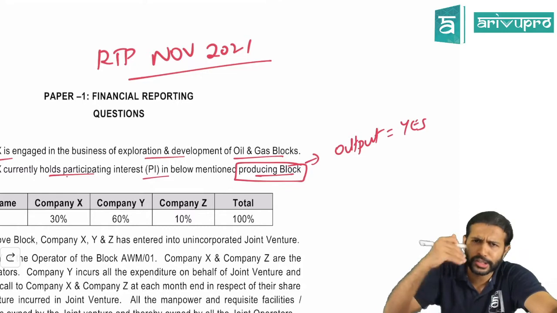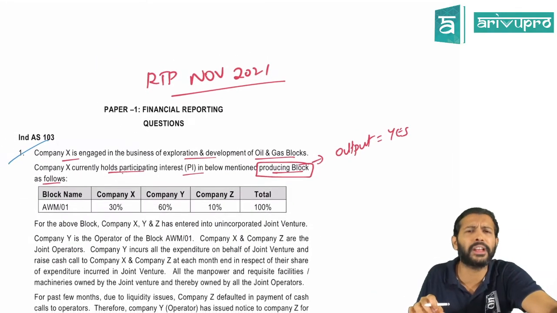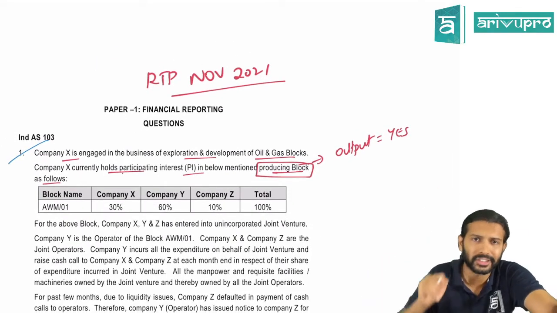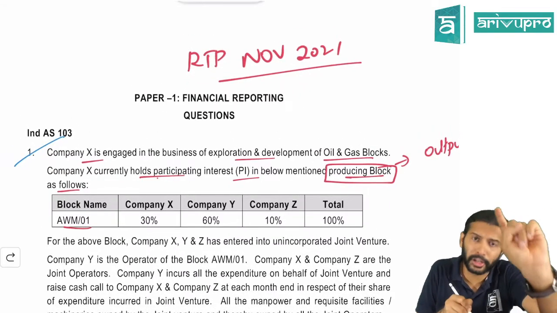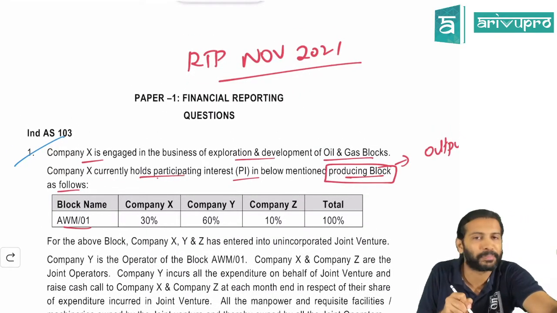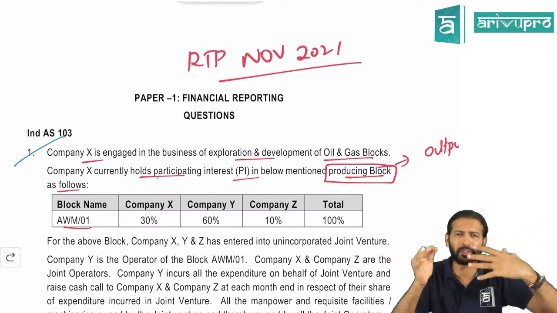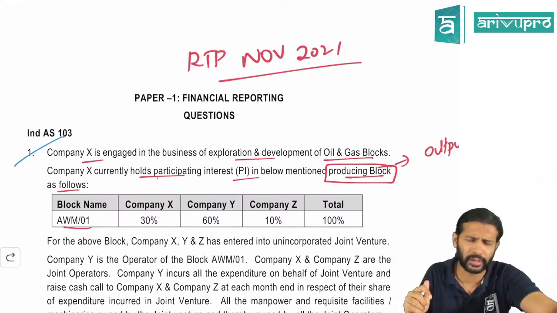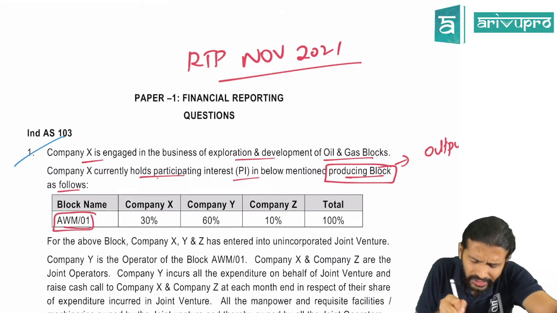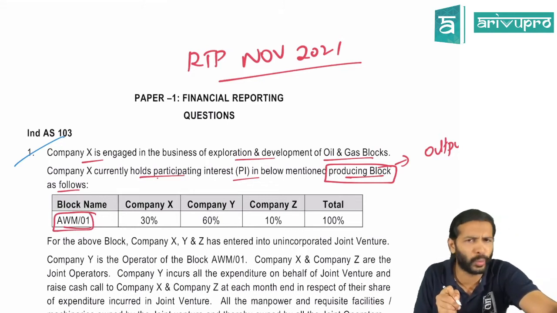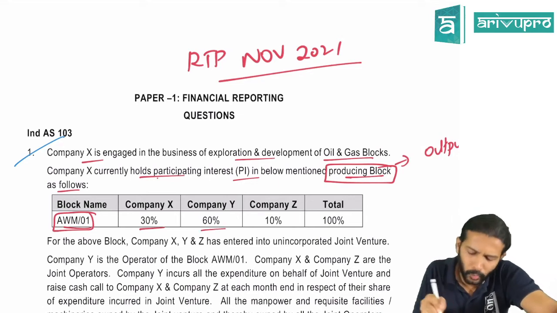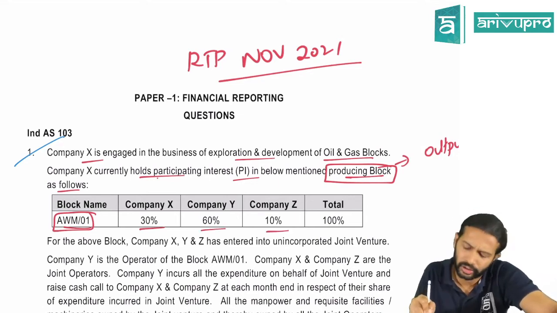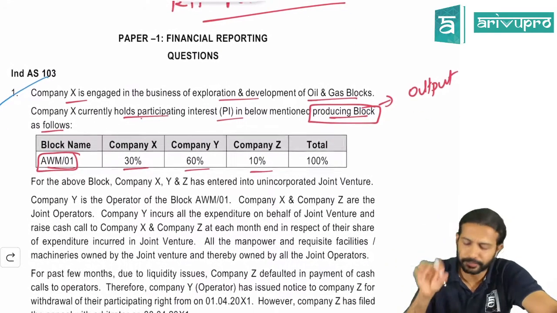Okay. So it looks like we are getting a feeler that this operation is a business. The block name they have given. So they've not formed a new entity. They've just formed a block. It's not a new entity. So all of them have come together and are doing some operations. That operation's name they are calling AWM/01. X has about 30% interest, Y has 60%, and Z has about 10%. So totally they have 100%.